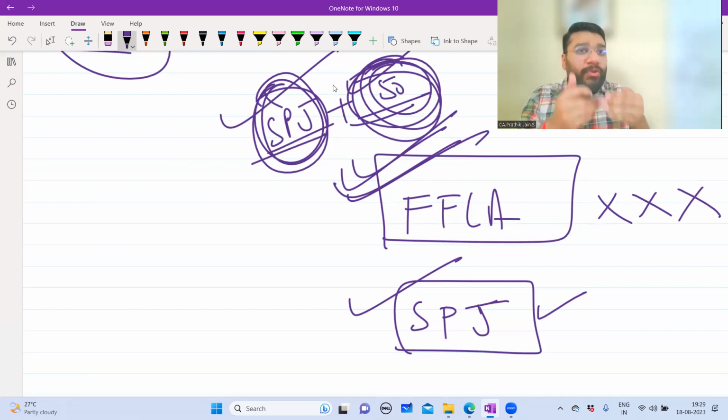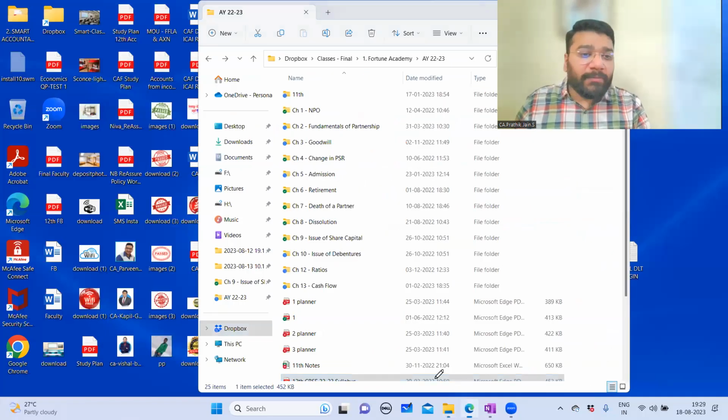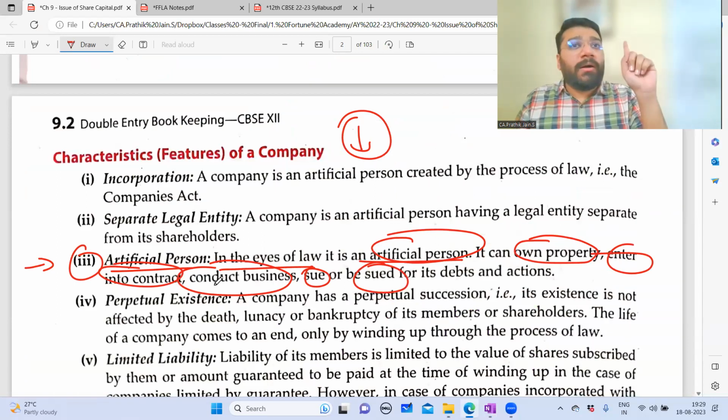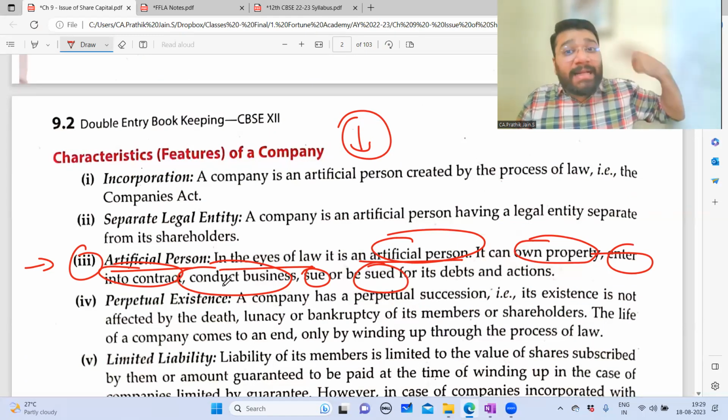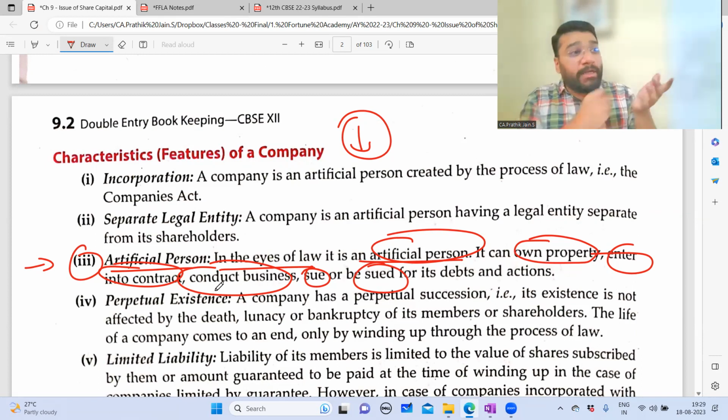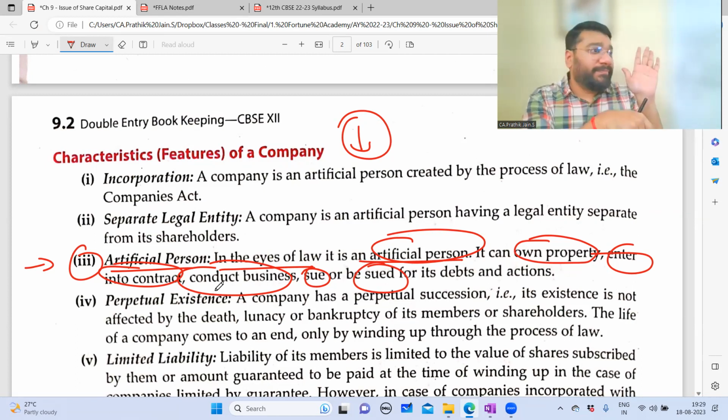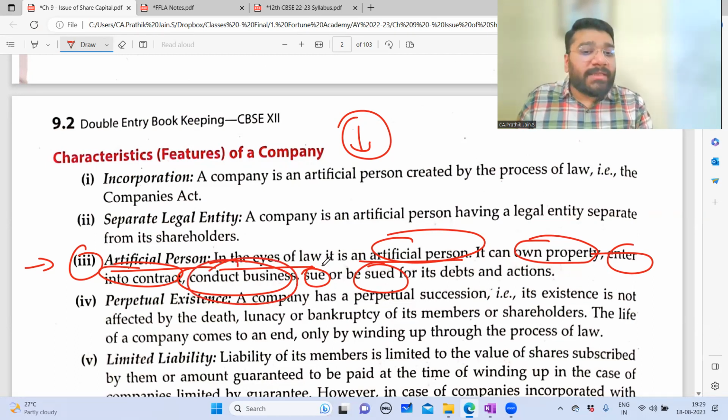So to save us from the complexity, we have introduced a concept called an artificial person. The company is called an artificial person because only a person, either natural or artificial, can own property in its name and enter into a contract with somebody. So FFLA can enter into a contract with somebody. Who will sign it? Though I will sign it, the seal will be of FFLA. So who is the person who has legally entered into the contract? The company, FFLA.